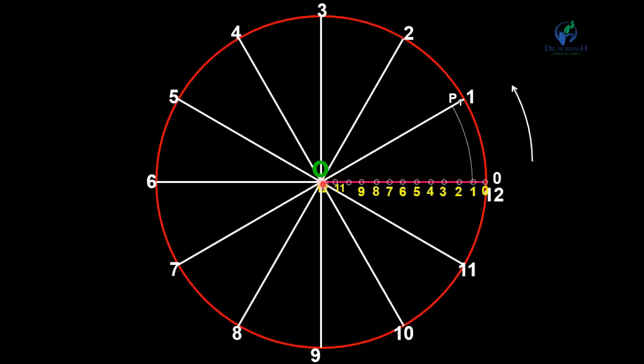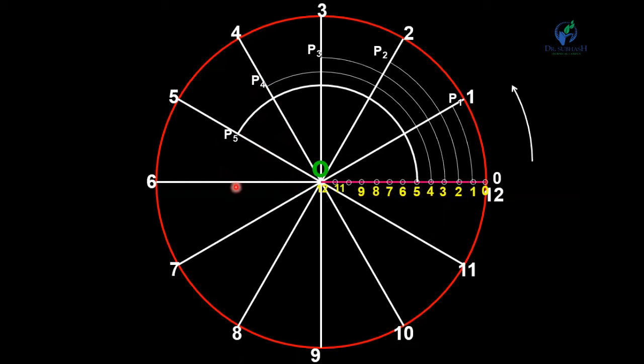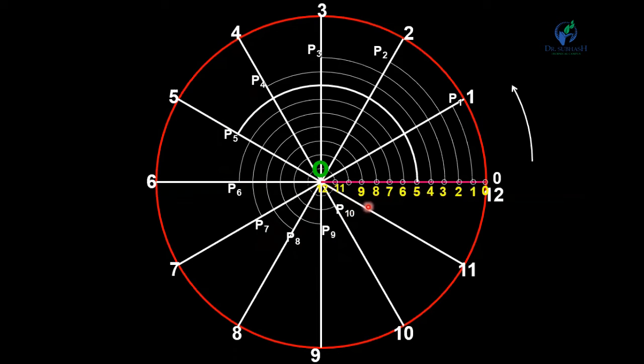Similarly, with O as a center, radius equal to O2, draw an arc up to the line O2, and this intersection point is P2. Now similarly, O as a center, radius equal to O3, draw an arc up to the line O3, and the intersection point is P3. Similarly, you can find all the points P1, P2, P3 to P12. Point P4 is on this line. Similarly, you can find point P5. Now O as a center, radius equal to O6, and you will get point P6. O as a center, radius equal to O7, you will get point P7. Similarly, find points P8, P9, P10, P11, and finally point P12 is at the center.